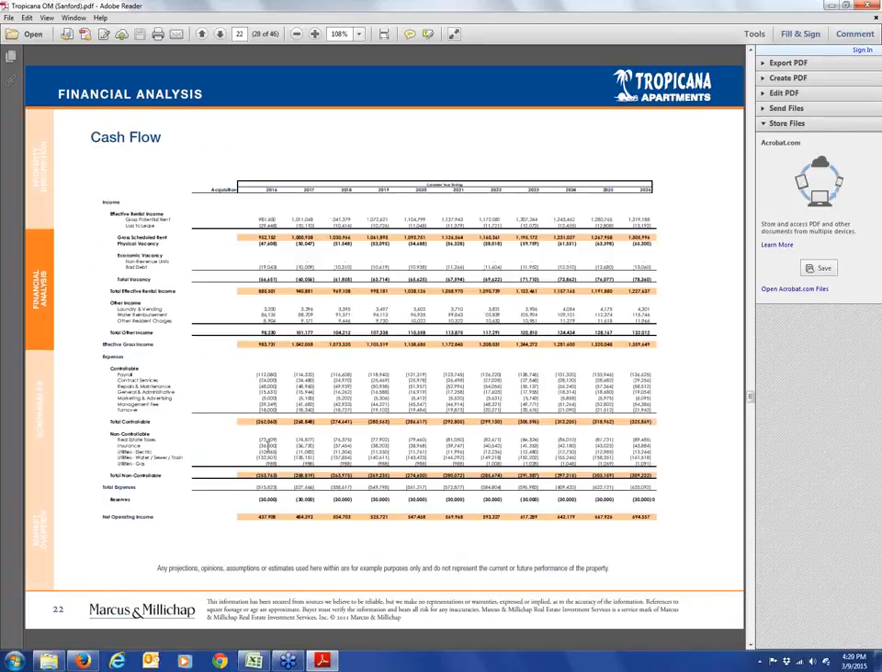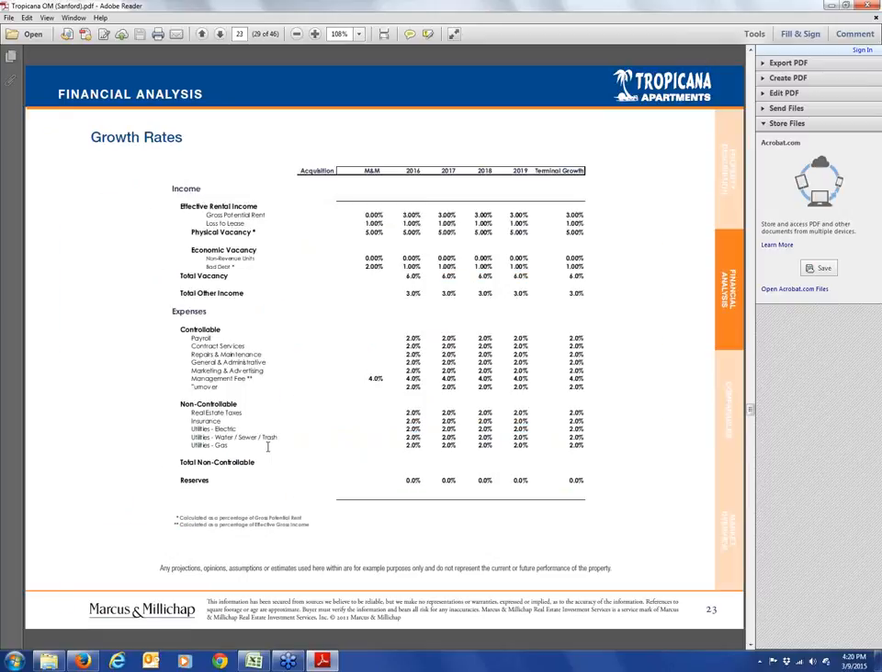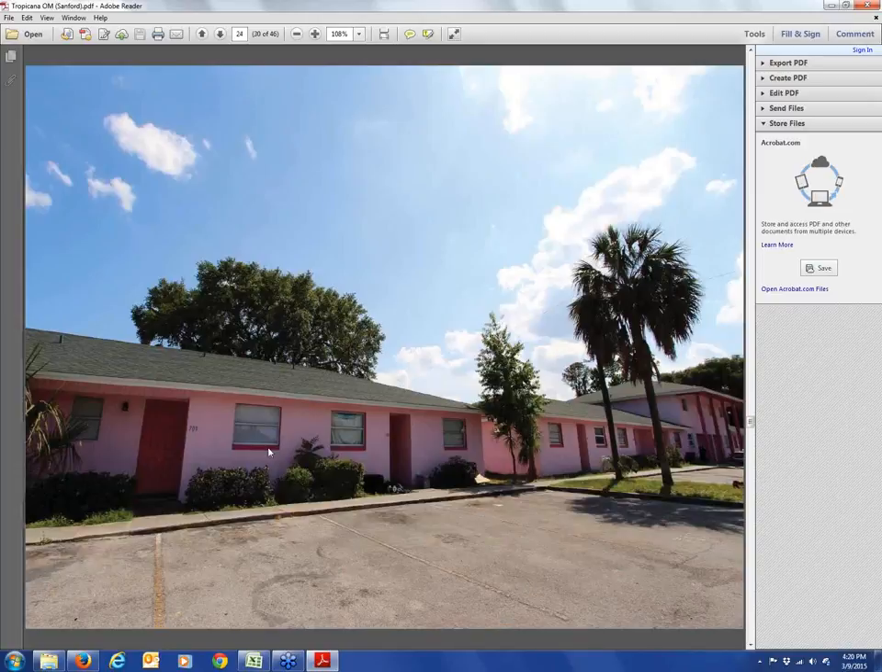So just keep this in mind that you've got to really look at these notes and assumptions as you go through it. Here's a cash flow analysis. Too small. Not going to analyze that with you here right now. We're going to use that Excel document. Growth rates. Who cares? This is all conjecture.